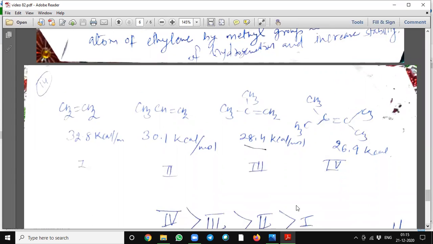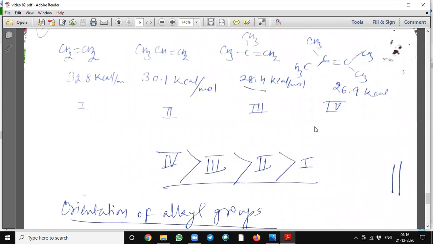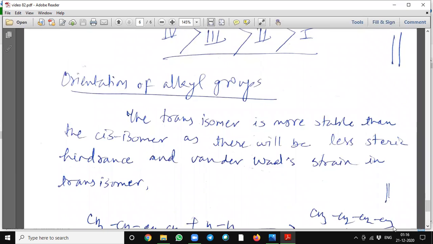We can compare the stability order of these molecules. See here, ethene has 32.8, propene has 30.1, isobutene has 28.4, whereas tetramethylethene, or we can say 2,3-dimethyl-2-butene, has 26.9. So which is more stable? This molecule is more stable. So the fourth molecule is more stable compared to the third, second and first.